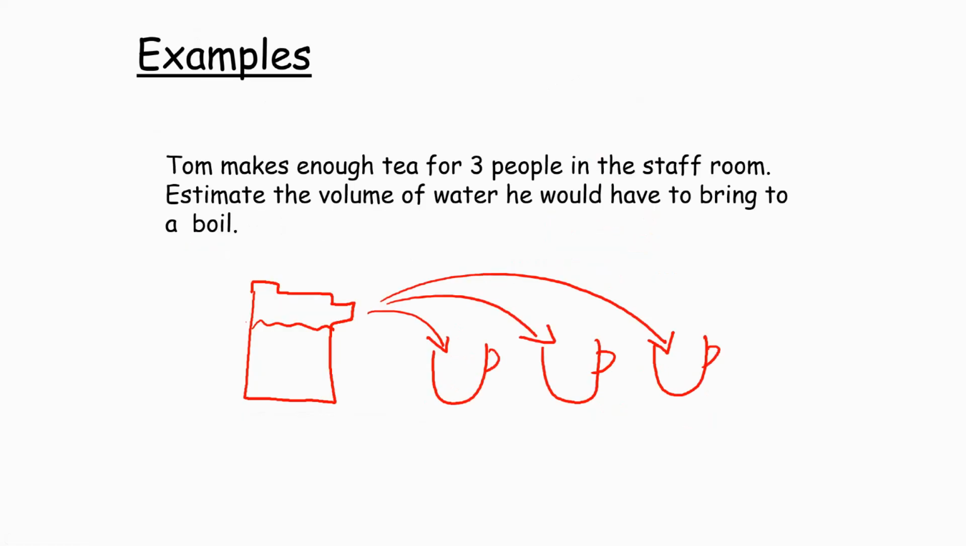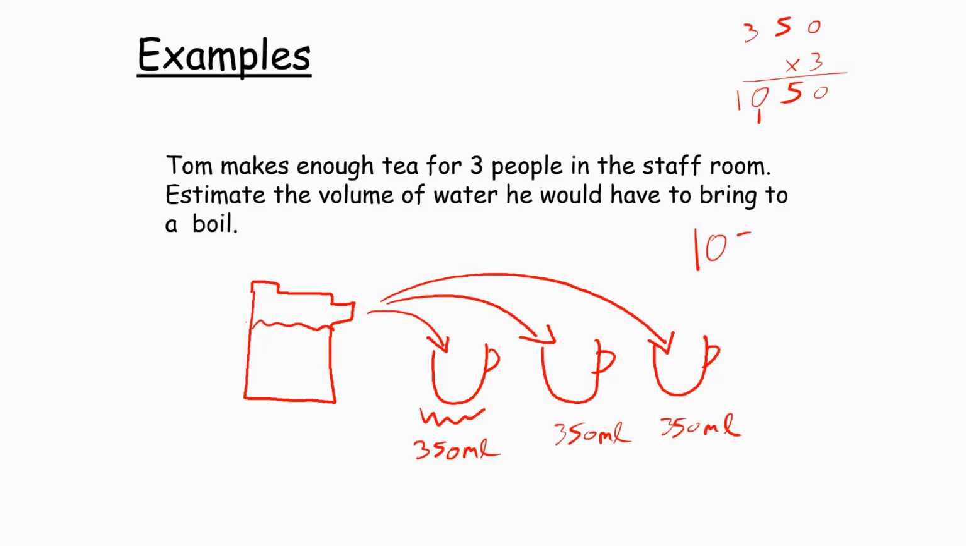Another example, Tom makes enough tea for 3 people in the staff room. Estimate the volume of water he would have to bring to the boil. Well, approximately a tea mug is 350 millilitres in volume. So if he's made 3 mugs of tea, we can just add up 350 millilitres 3 times. Or we could do 1,050 millilitres, which in litres is 1.05. So about 1.05, about 1.1 litres.